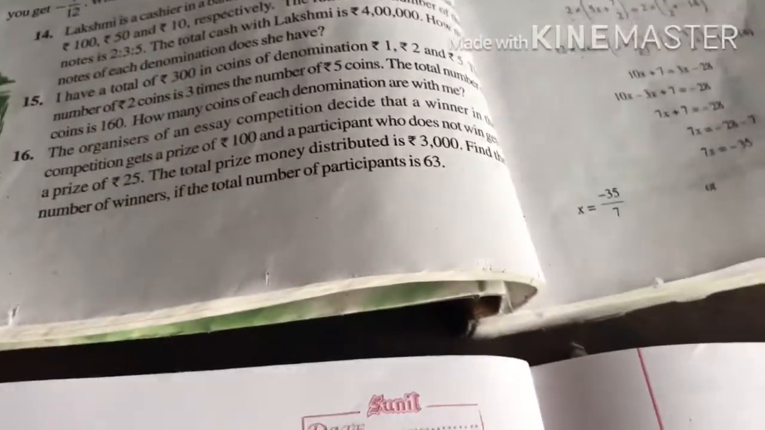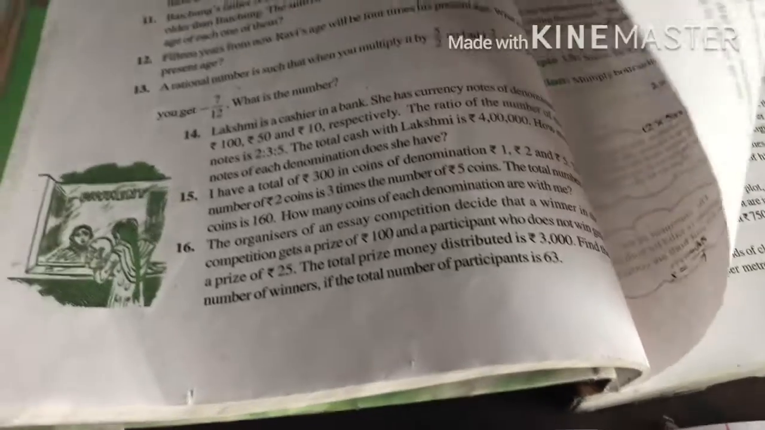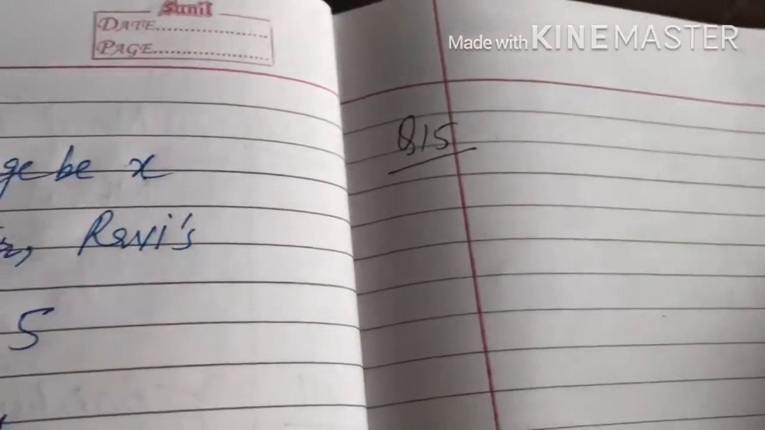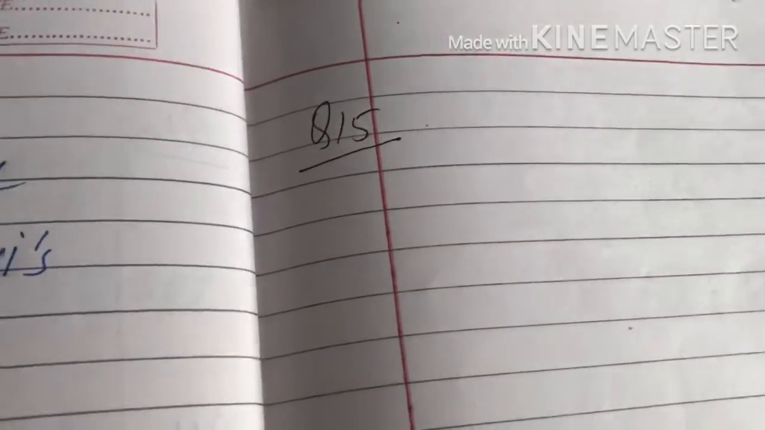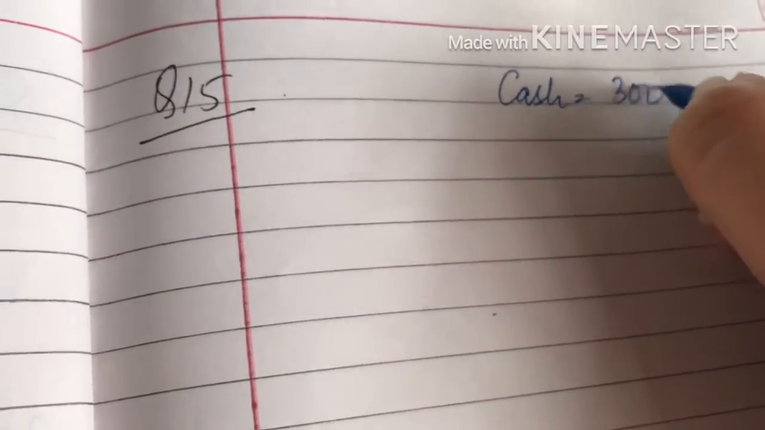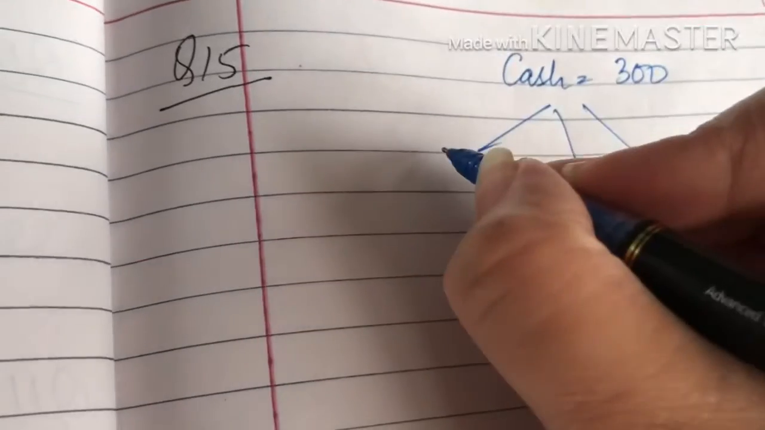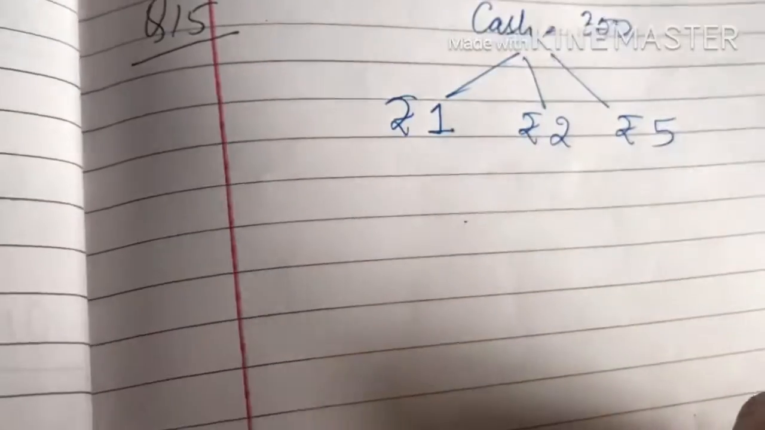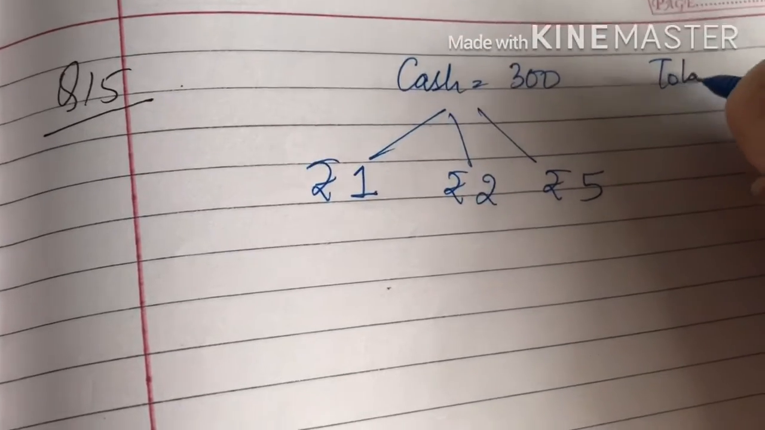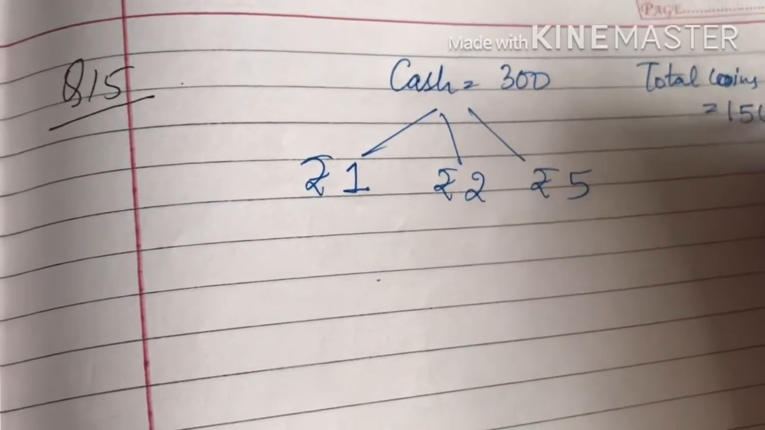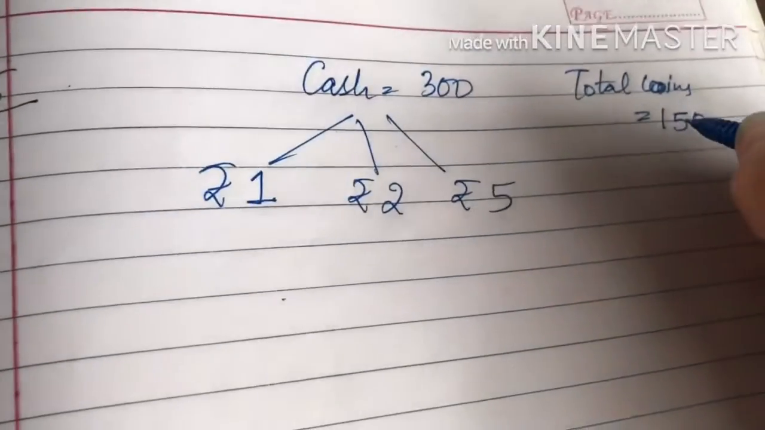Now in this question 15, the total cash which that person has is rupees 300 in the form of coins. And what are the denominations of the coins? 1, 2 and 5. And the total number of coins is also given, which is equals to 160.